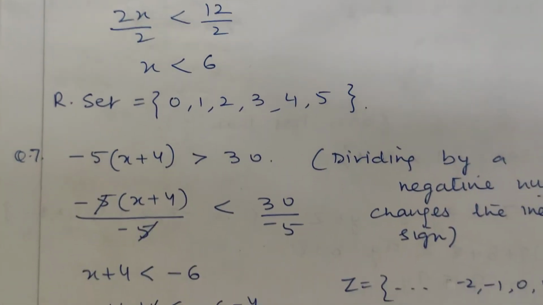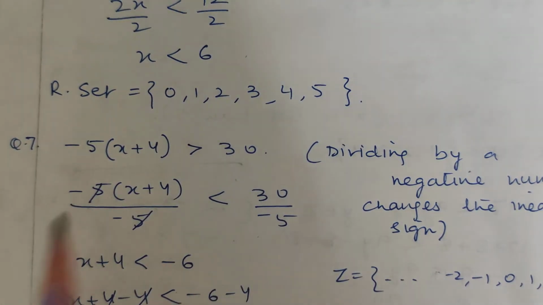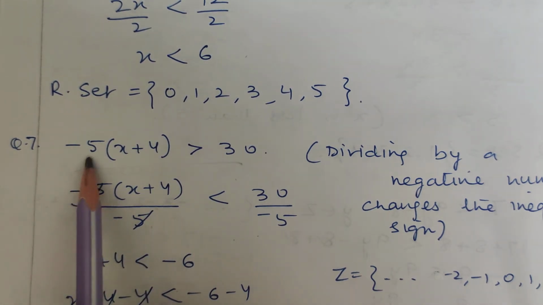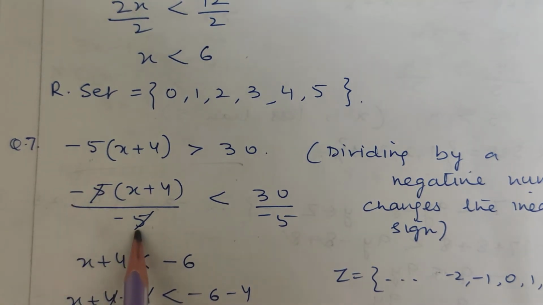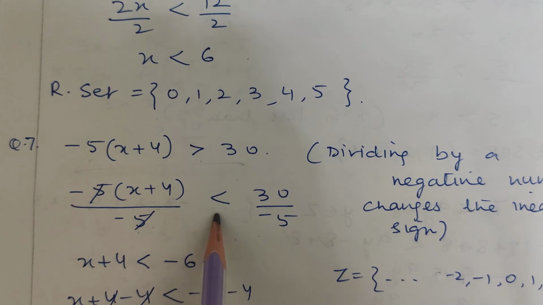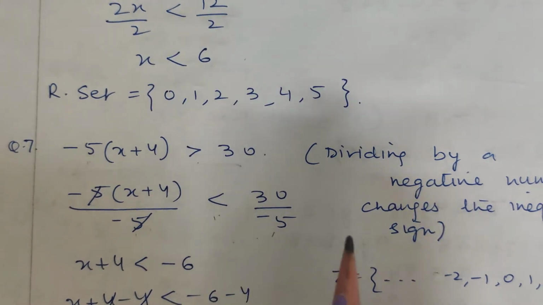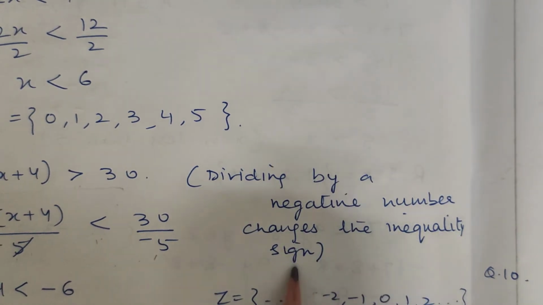In the next sum, your sum is this. Now, in this sum there is a change of sign. Here there is minus 5, I am removing this minus 5, so I will divide by minus 5. Now, since I am dividing by minus 5, this greater sign will become less than. Make yourself very clear, this greater than will become less than because I am dividing by a negative number, and I have written the rule here as well. Dividing by a negative number changes the inequality sign.